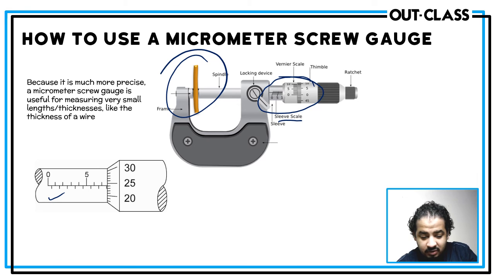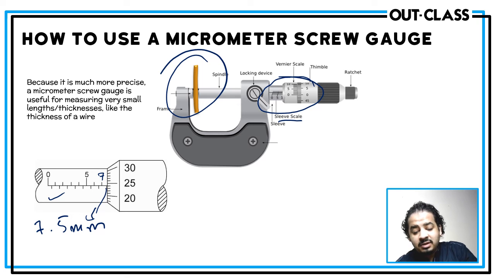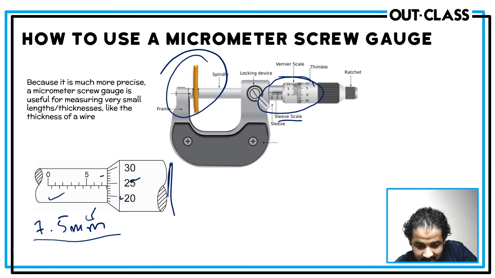Now have a look at this. You can see that we have a 5, then we have a 6, then we have a 7. And then we have this. So this is 7.5 millimeters. This is the first reading. Now we need to add to this another tinier reading that comes from this part. We can see that this is 20 and this is 25. Now what we need to do is look for the reading on this scale that meets the datum line. This thing is the datum line.